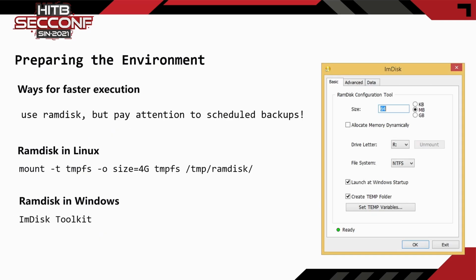In order to further increase the speed, we can use a RAM disk, which can speed up the I/O operations of the program. For file fuzzing, it can improve the execution speed, but you must pay attention to regularly backing up files, because the files in the RAM disk will no longer exist when the machine is restarted. We can use the mount command to create a RAM disk on Linux, and we can use the ImDisk toolkit on Windows.